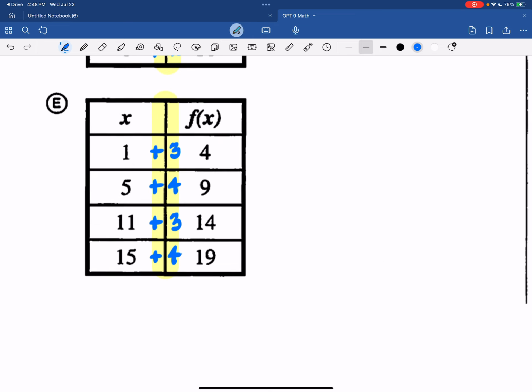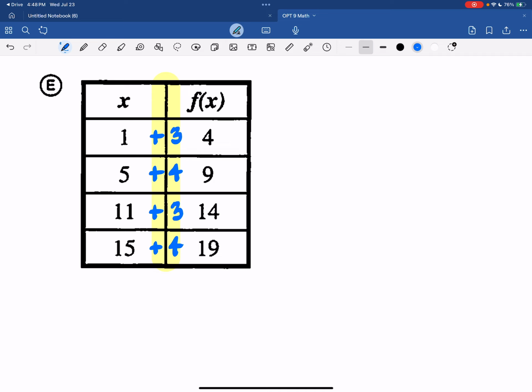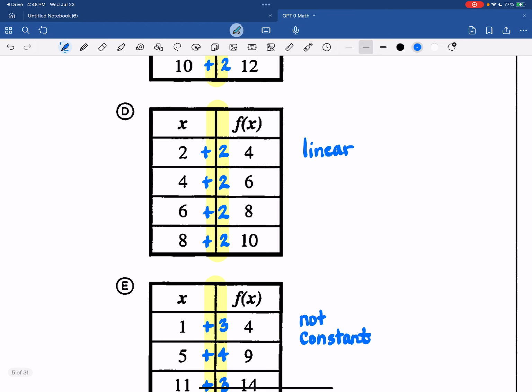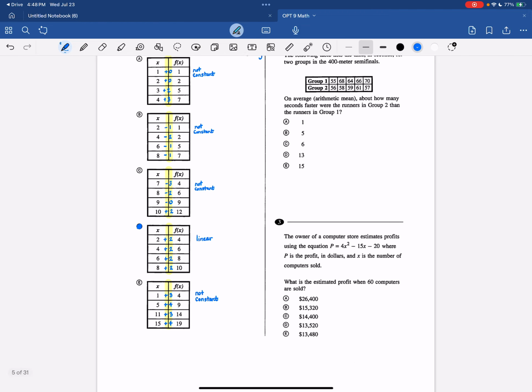Be careful on this one. Some students think this is constant because there's a pattern. You've got plus 3, plus 4, plus 3, plus 4. There's a pattern, but it's still not a constant rate of change. For it to be constant, you have the same situation in each input-output. So like D, you're adding 2 all the way through. And so the answer to this one is D as in delta. That is your linear function.